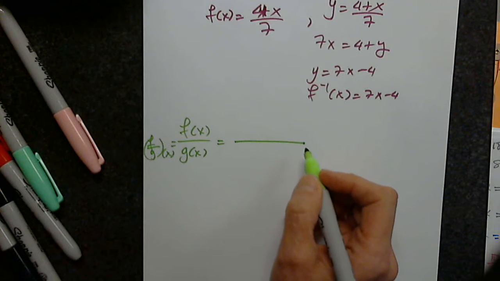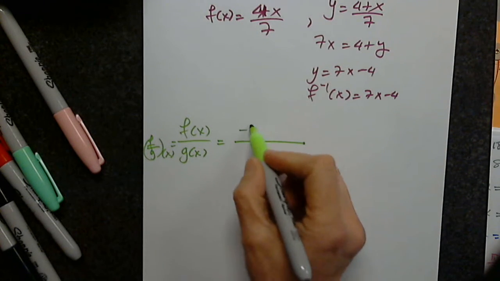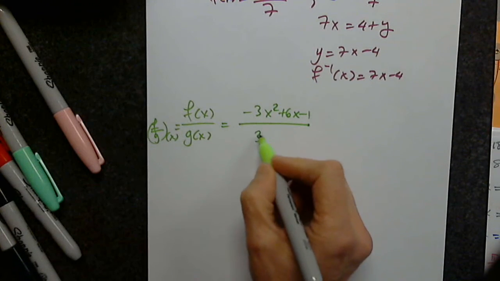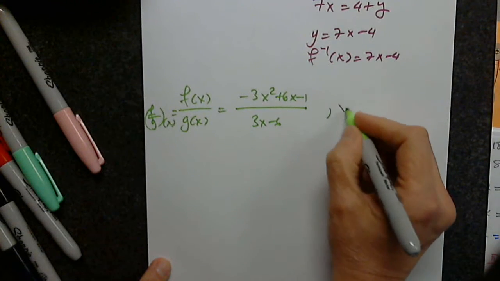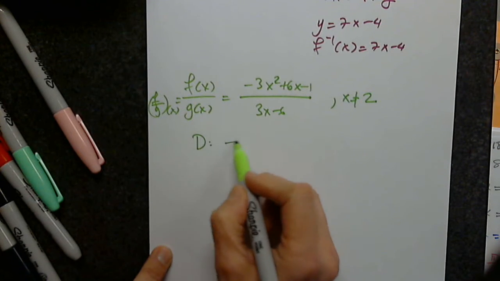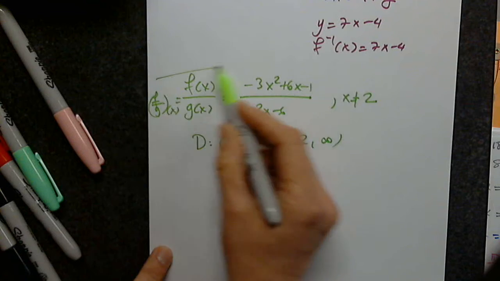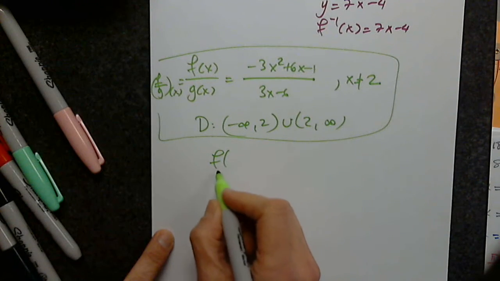And I do have somebody here. So this was negative 3x squared plus 6x minus 1 over 3x minus 6. You cannot do anything else other than write that x cannot be 2. So I expected a domain negative infinity to 2, union 2 to infinity. That's all.